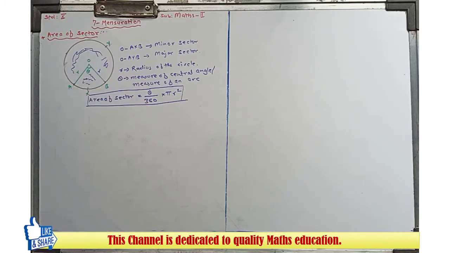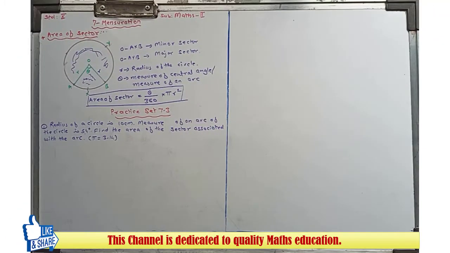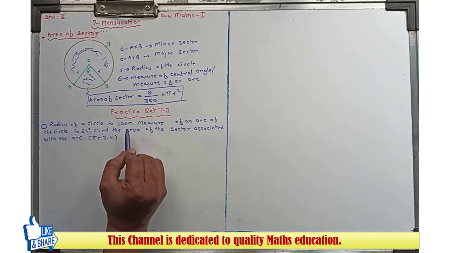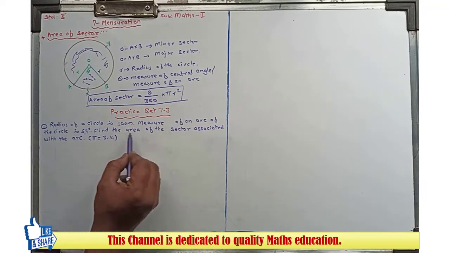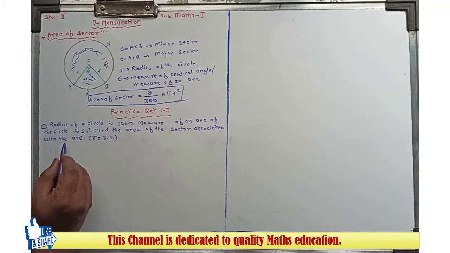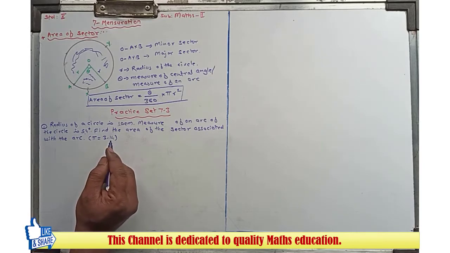Now by using this formula we have to solve some examples from Practice Set 7.3. The first example is: the radius of a circle is 10 cm, the measure of an arc of the circle is 54 degrees, find the area of the sector associated with the arc. The value of pi is 3.14, we have to take.